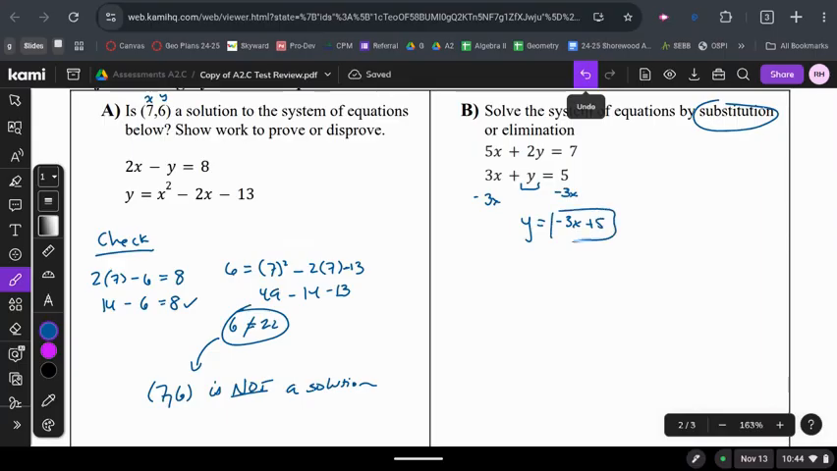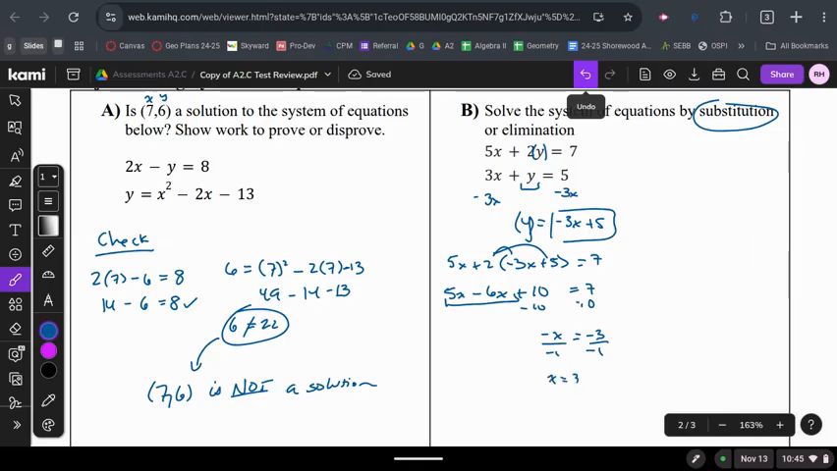Once I have that, I can substitute that expression in for y in the first equation. I have 5x plus 2 times (negative 3x plus 5) equal to 7. Distributing the 2 to both terms, I get 5x minus 6x plus 10 is equal to 7. I can combine these together and subtract the 10 from both sides to get negative x is equal to negative 3. We can swap both signs by dividing by negative 1 on both sides and getting positive 3 for x.